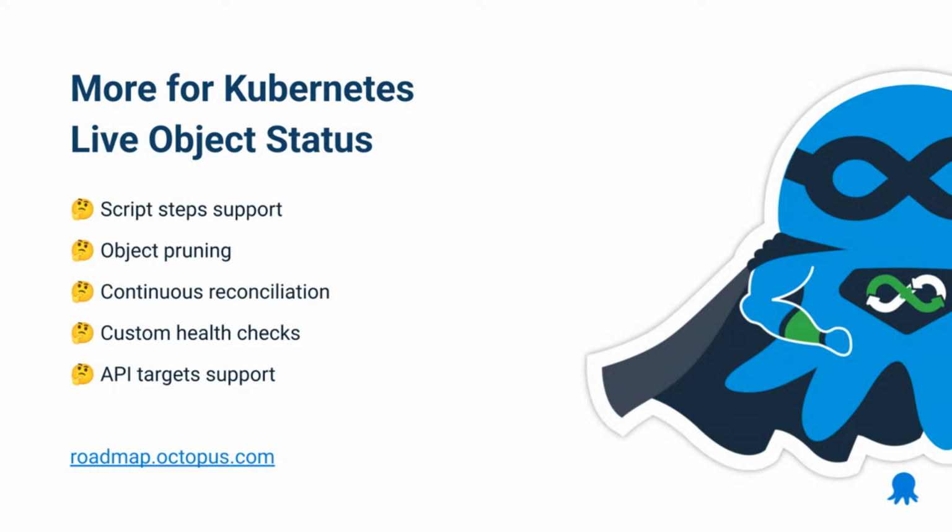Octopus will show you that it's out of sync, but it won't fix it. With continuous reconciliation, Octopus would be able to apply configuration again. So all the changes, all the direct changes would be wiped out.